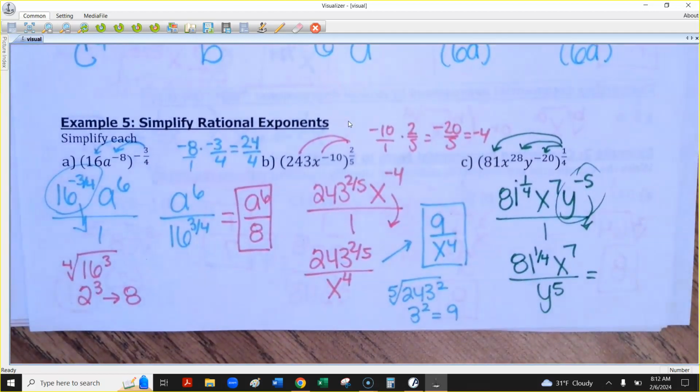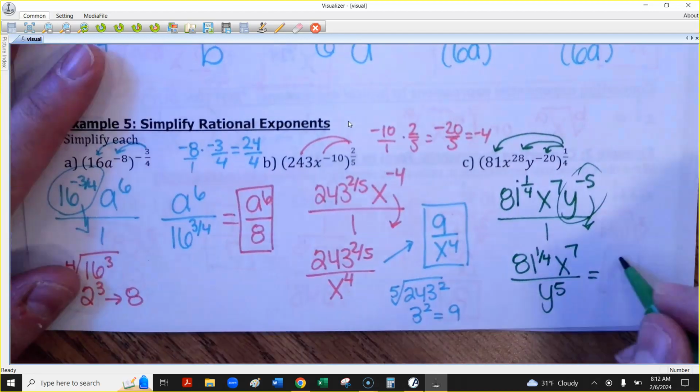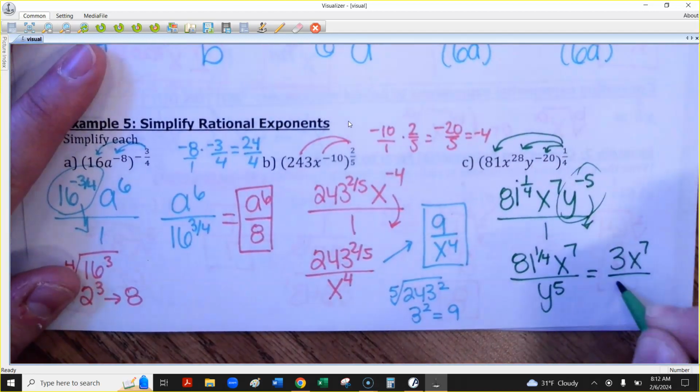Now, 1/4 power is just the 4th root. Does anybody know the 4th root of 81? Dakota, what do you think? 3, yes, all right. So this is just 3x to the 7th over y to the 5th.